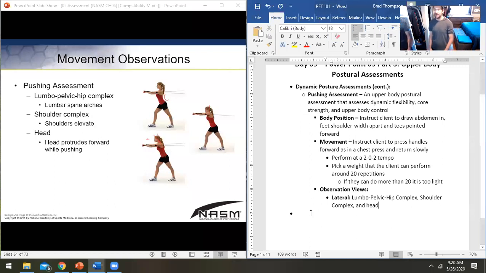You'll start to see that a little bit in pushing motions. So those are the three main spots you are looking for here.